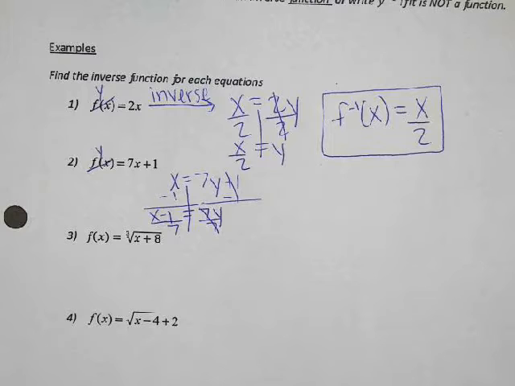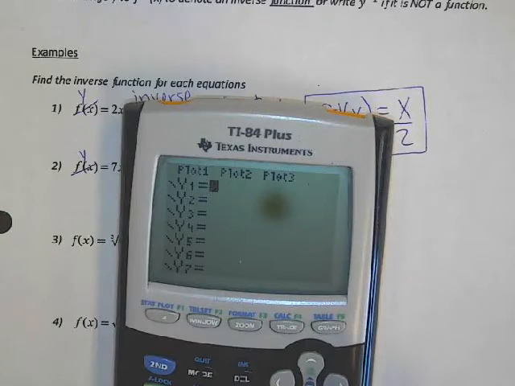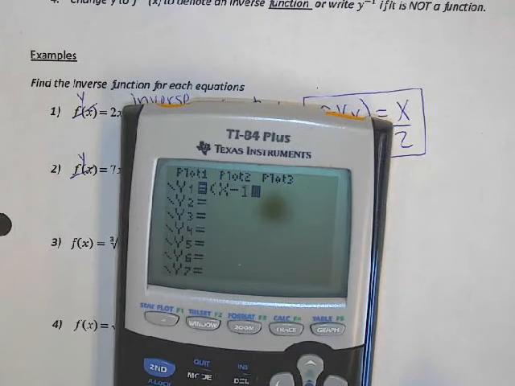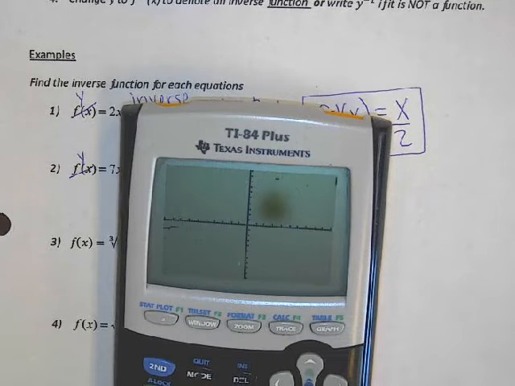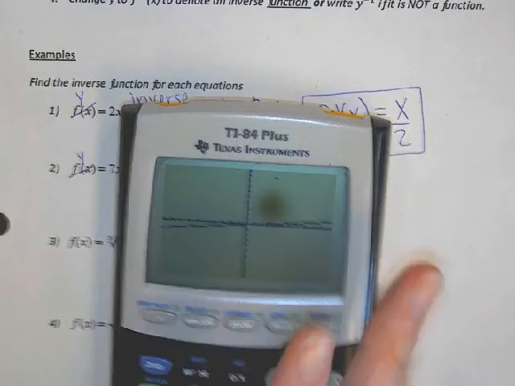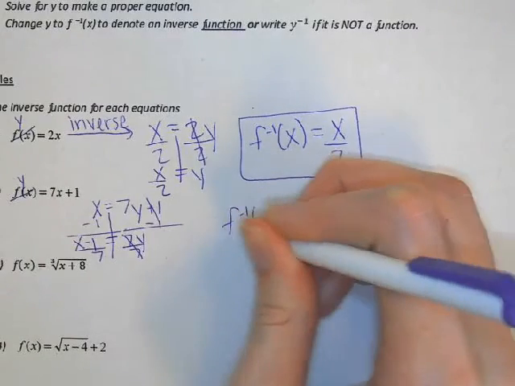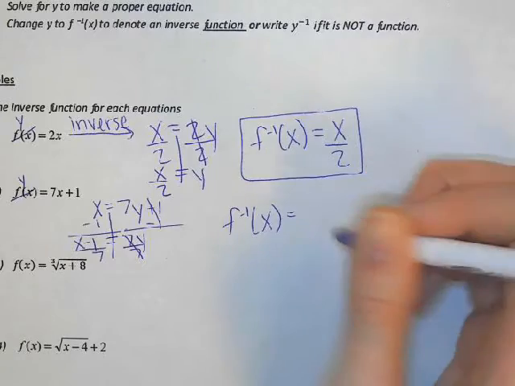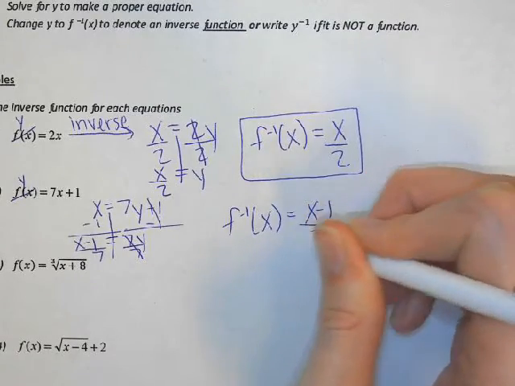How do I plug it in? Well, let's put it in. Numerator, x minus 1 divided by 7. There you go. Is that a function? No. Sure is. It's a straight line, guys. That is a function. So you have f inverse of x equals x minus 1 over 7.